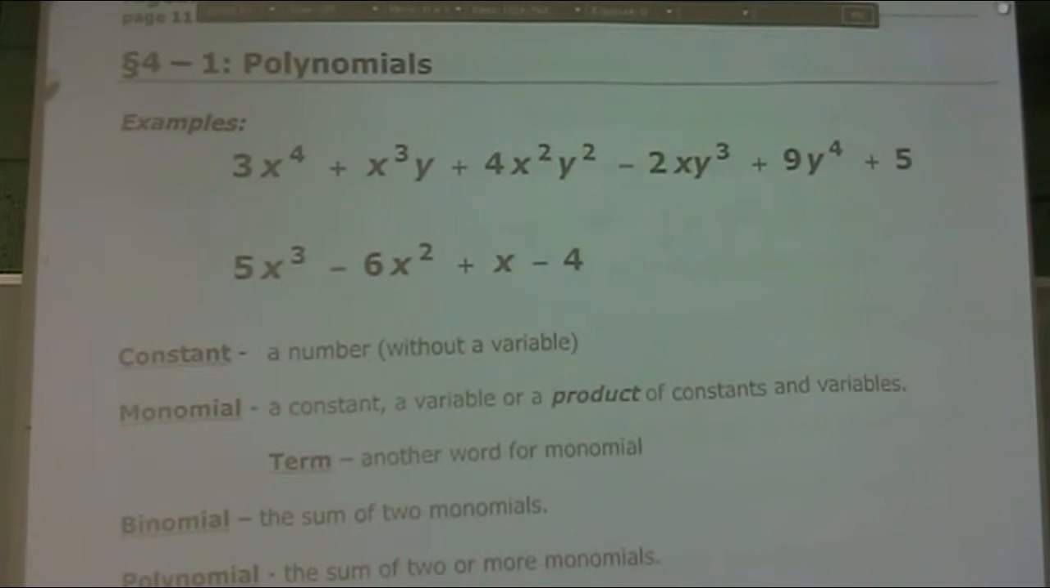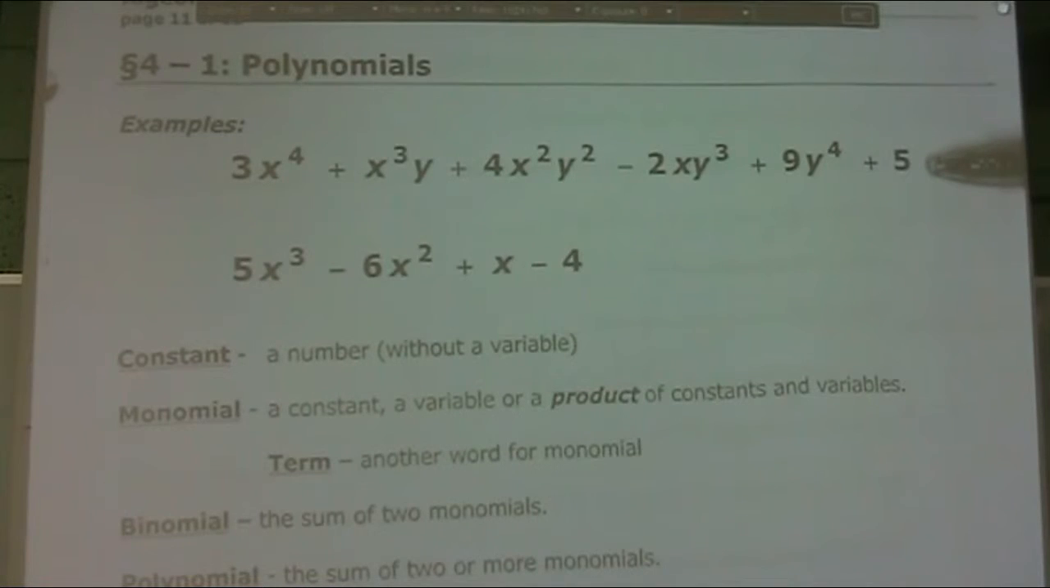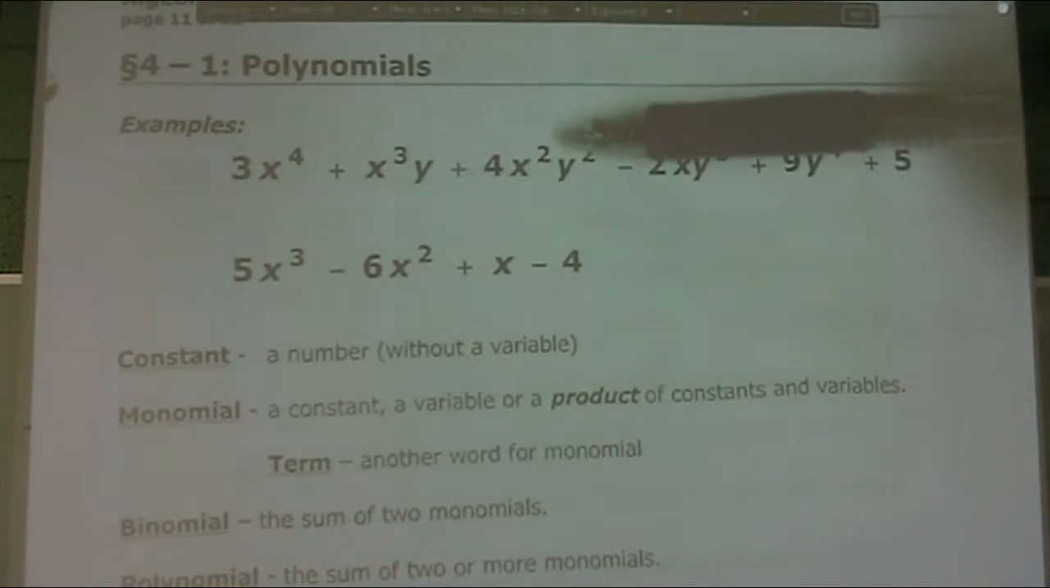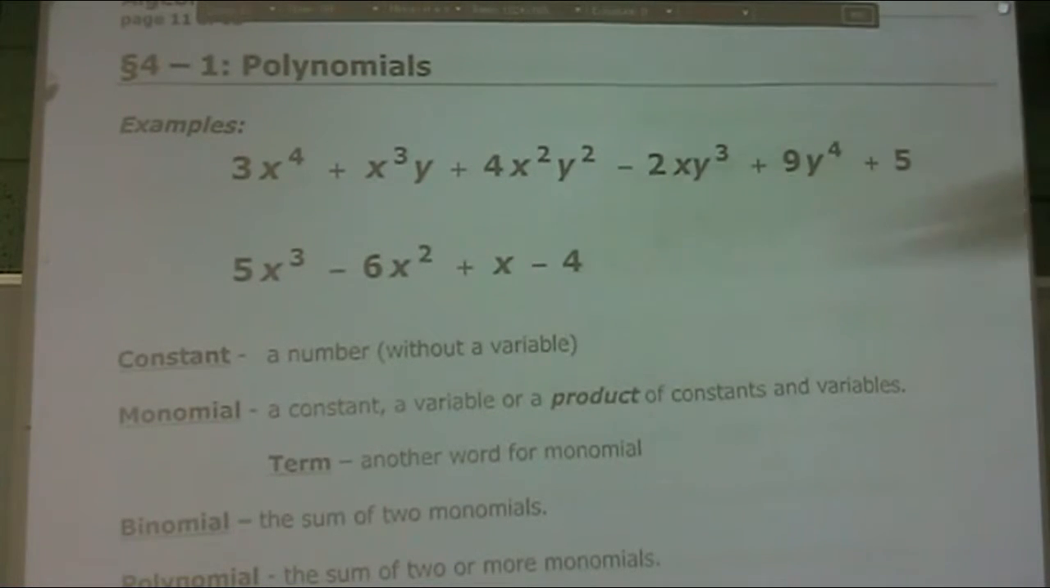So first of all, our first vocabulary word is a constant. In a polynomial, a constant is a number without a variable. So for example, in this polynomial, the constant is this 5. In this polynomial, the constant is actually -4. Not 4, but -4. So it's just a number without any variables. That's what we call a constant. A polynomial may have a constant, it may not have a constant in it.